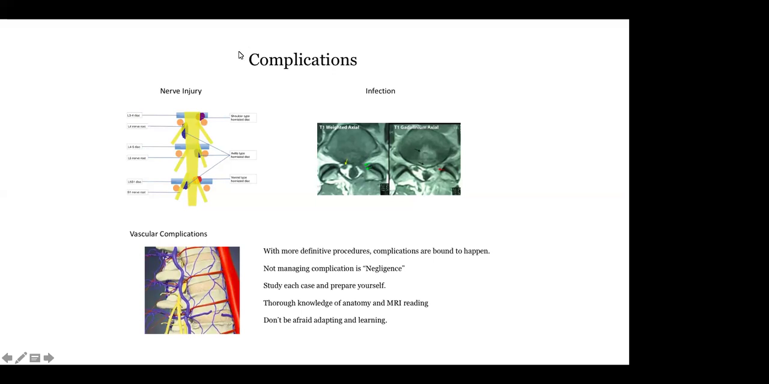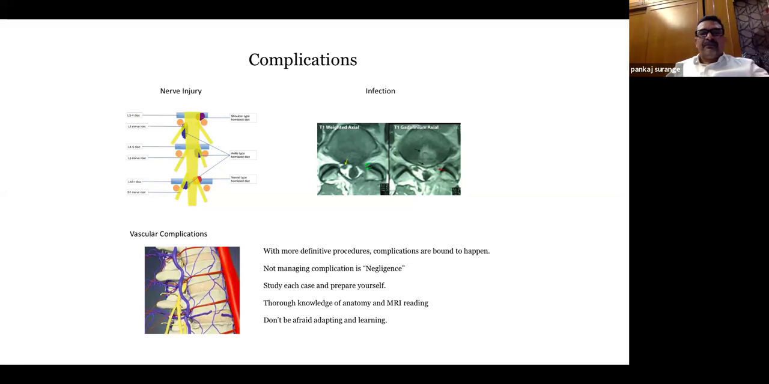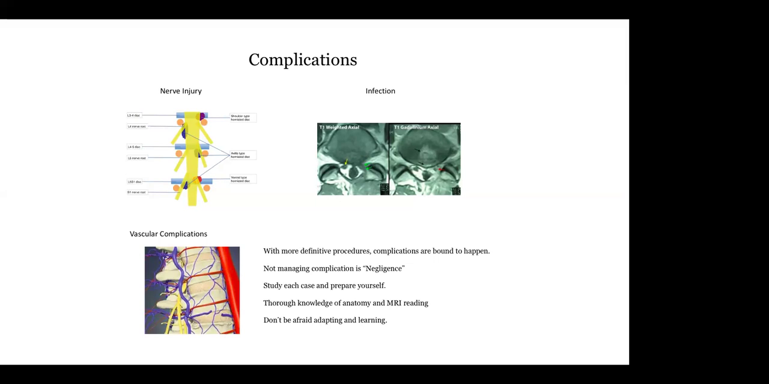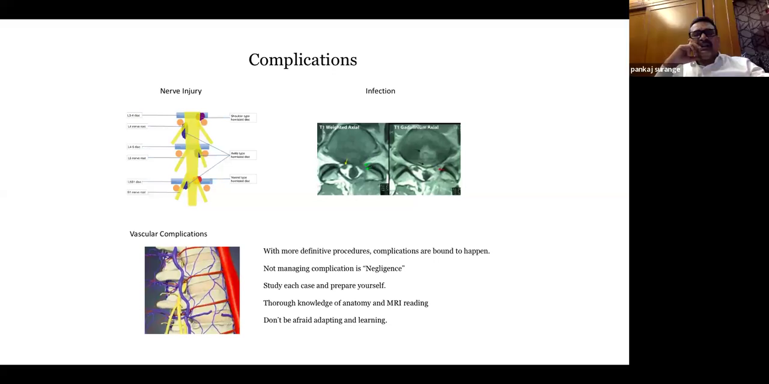Sir, there are some questions for you. Can you please mention which approach is used in interlaminar endoscopy at L5S1, axillary or shoulder? It is dependent on the fragment location. Actually, we have to read the MRI first. That is the most important part. As I mentioned, we have to see where the fragment lies.